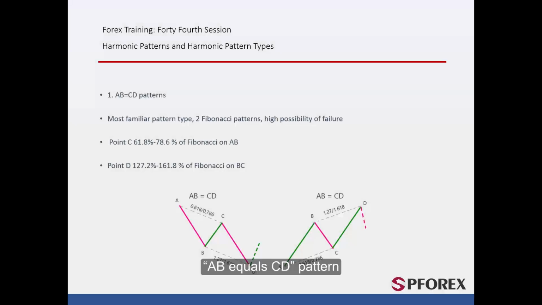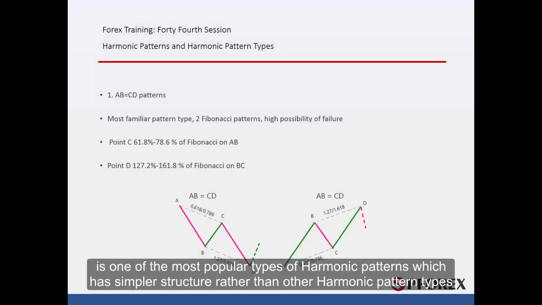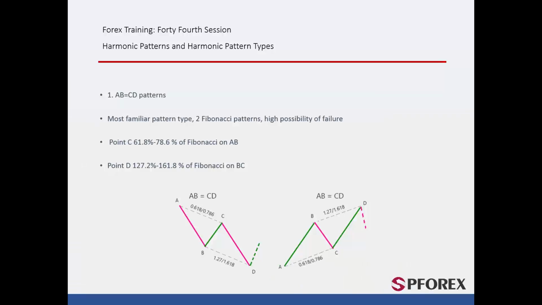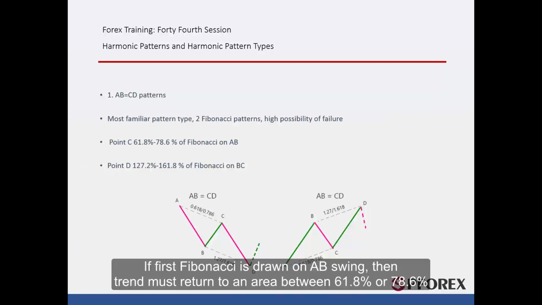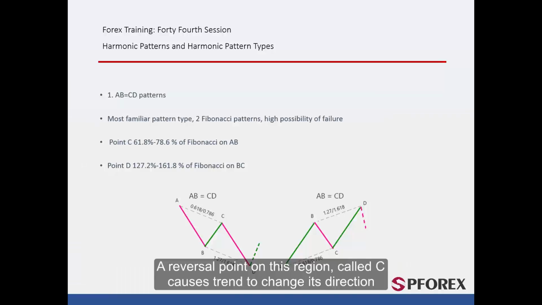The AB equals CD pattern is one of the most popular types of harmonic patterns, which has a simpler structure than the other harmonic pattern types. As illustrated on the graph, the Fibonacci patterns must be drawn on 3 swings. If the first Fibonacci is drawn on the AB swing, then the trend must return to an area between 61.8% and 78.6%. A reversal point on this region, called C, causes the trend to change its direction.